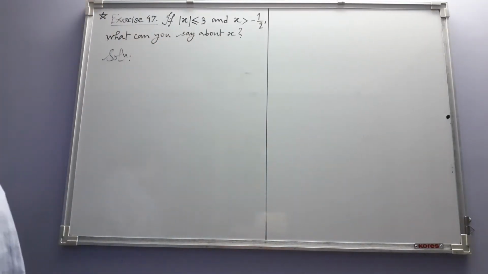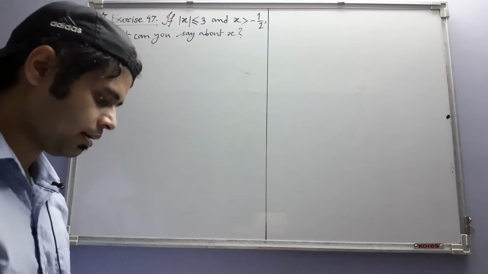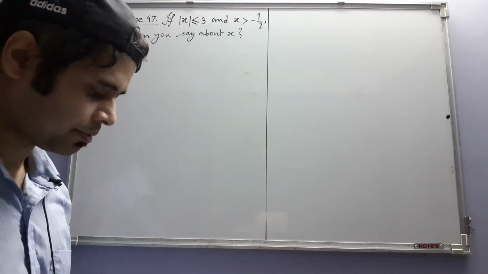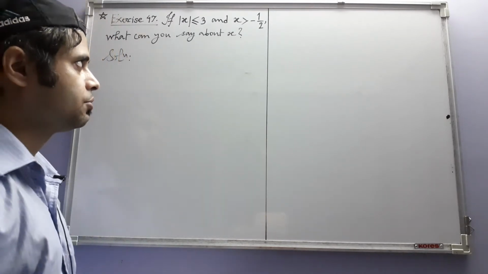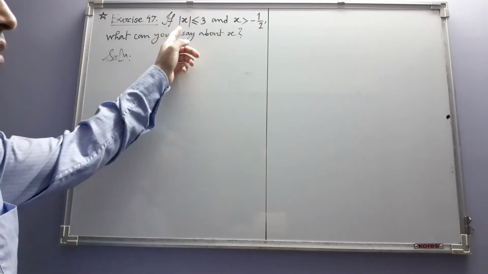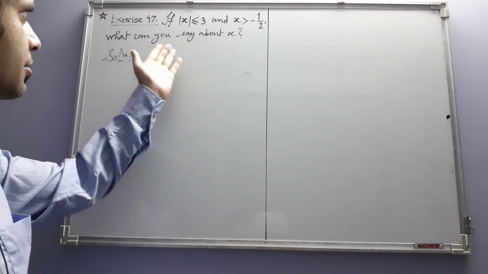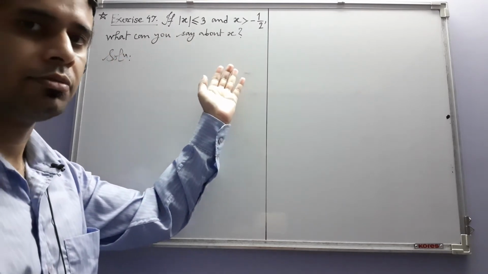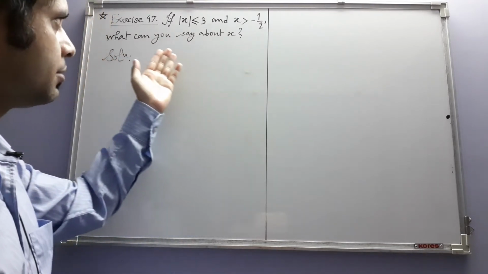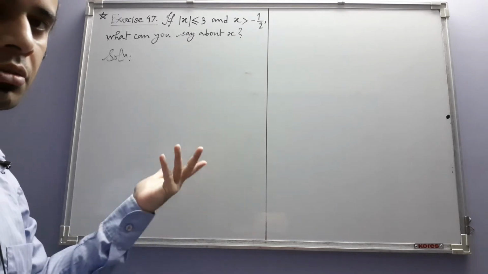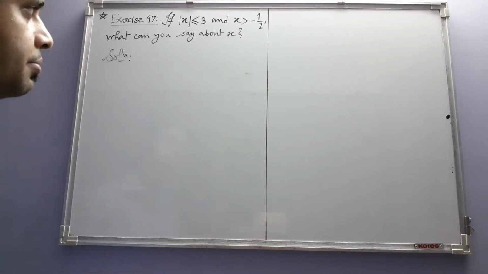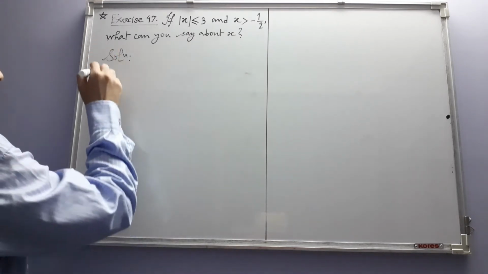Right, so next let's look at exercise 47. Here we are given two inequalities. One of them involves the absolute value. We have been asked to say something about the variable x. That is, we have to solve these two inequalities simultaneously. So let's see the solution.